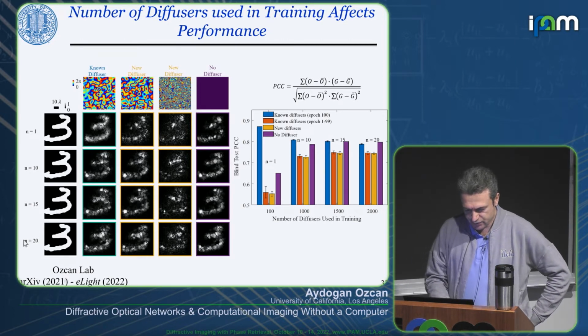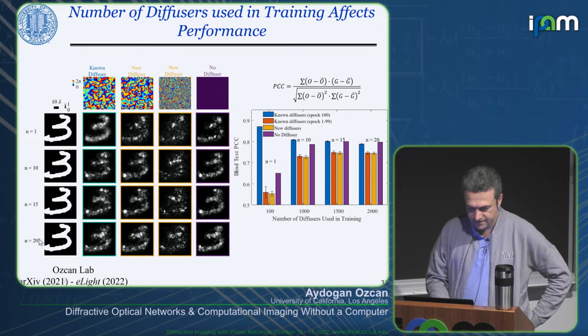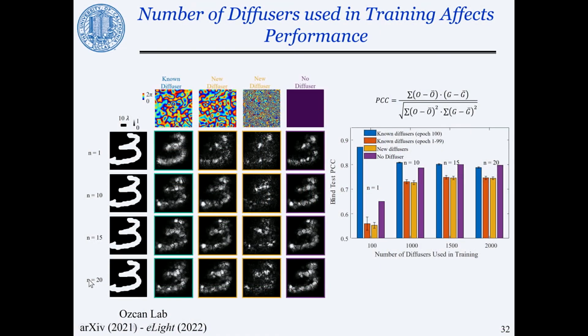Let's look at, for example, this row here, which is n equals 20. That means every epoch we use 20 random diffusers. 100 epochs, 2,000 diffusers were seen by the network before. So this is actually that competitive network that's trained. So it works nicely for both known and unknown diffusers. But if I take the diffuser entirely, as you can see, it also works beautifully well. So even if it never saw a case without a diffuser, it generalized to converge to a general purpose imaging system. It works without a diffuser.